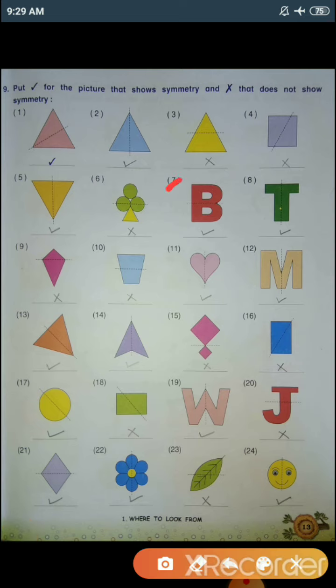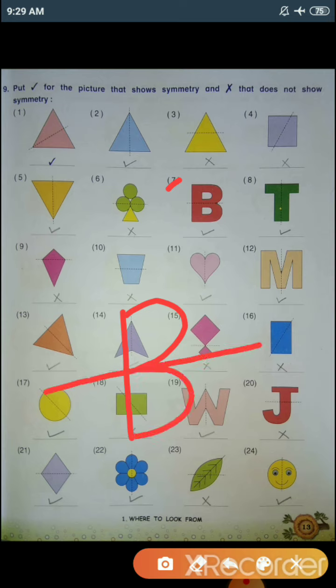Number 7. The letter B is given and this horizontal line divides this shape into two halves. One is upper and the second one is lower. So you can see here side 1 is exactly same as side 2. So because of that, this shape is said to be symmetry.